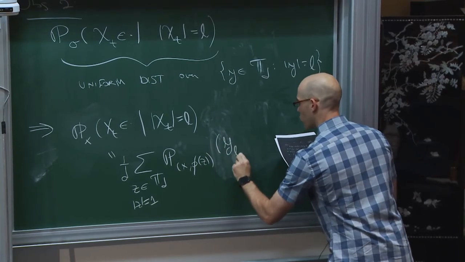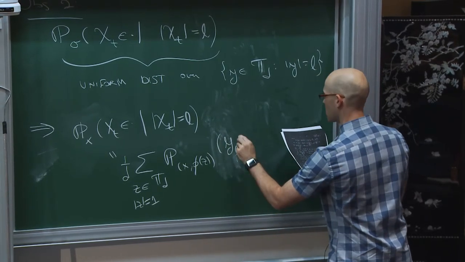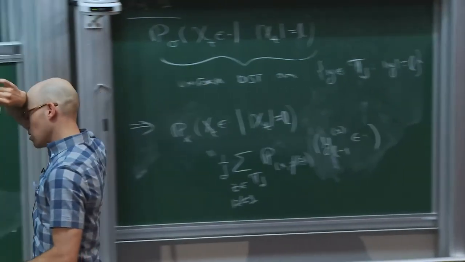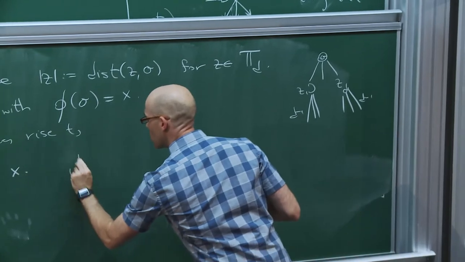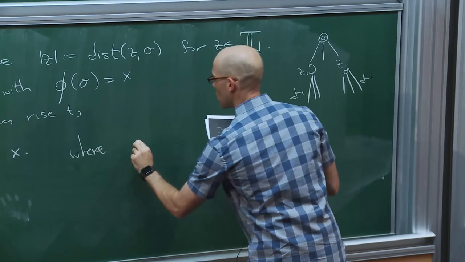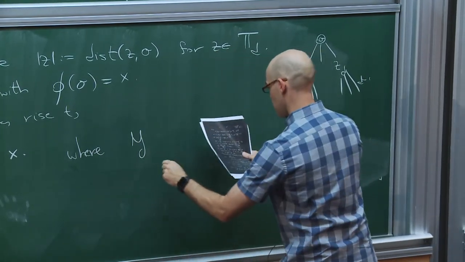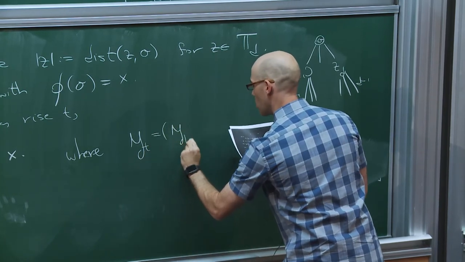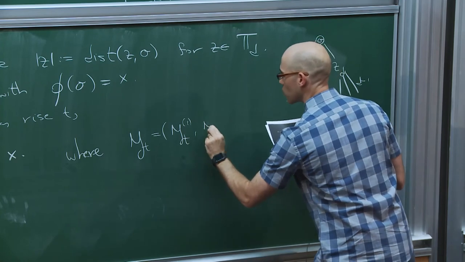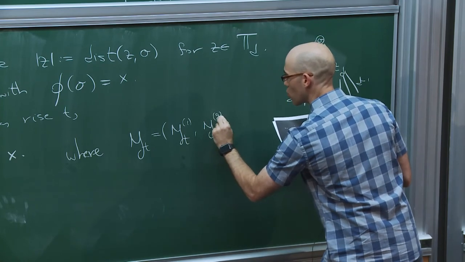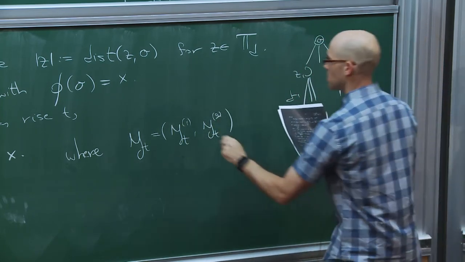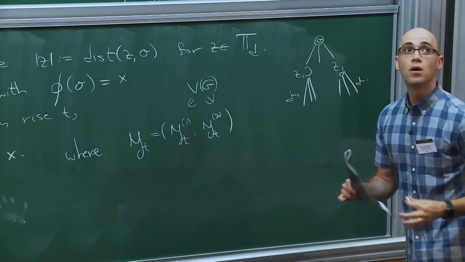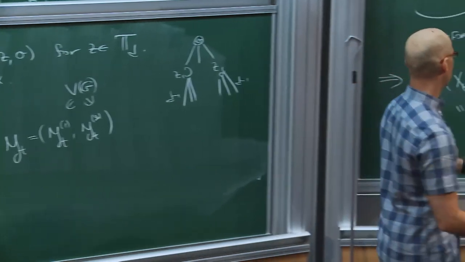And we have the probability that y_{L-1} is here, where y_t is the non-backtracking random walk with two components. So these are two vertices. Okay?